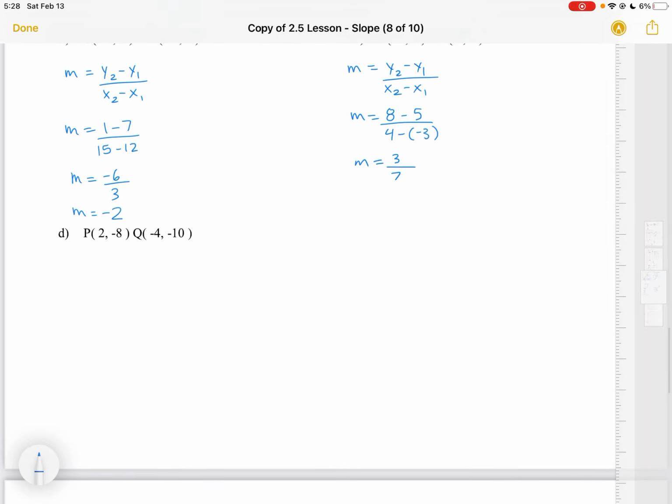Let's do one more example to wrap it up before we get on to the word problems. First thing I'm going to do is label my points, x1, y1, x2, y2. Second thing I'm going to do is write out my equation, y2 minus y1 over x2 minus x1. And then I'm going to substitute in my points. So minus 10 minus 8 over minus 4 minus 2. Simplifying that gets me to minus 2 over minus 6, which leaves me with my slope of minus 1/3.